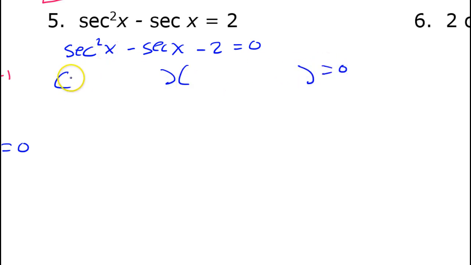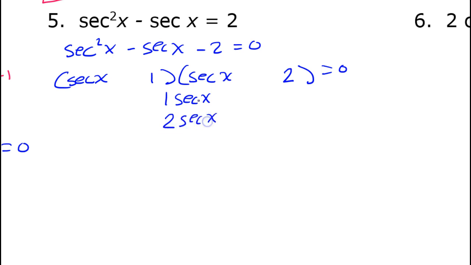Secant squared can only be secant times secant. Ignore the negative sign for a minute. I see the number 2. There's only one way to get 2, and that's by doing 1 times 2. Now inner plus outer must equal the middle. Inner, I have 1 secant x. Outer, if I multiply these, I have 2 secant x.